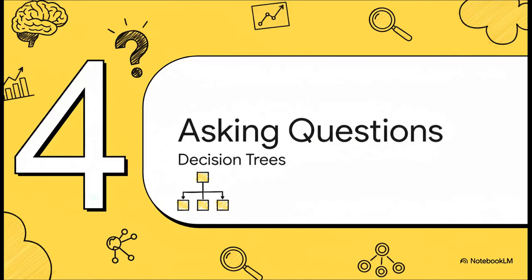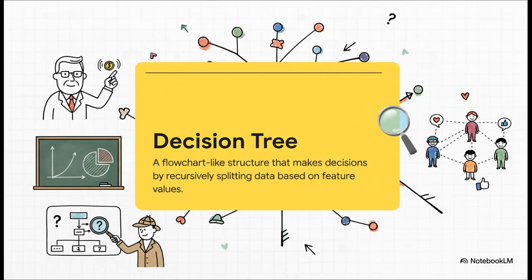Our third learning style is the detective. A decision tree works a lot like a detective on a case, asking a series of simple questions to narrow down all the possibilities until it finally cracks the case. A decision tree is pretty much just a flowchart. You start at the very top, at the root.